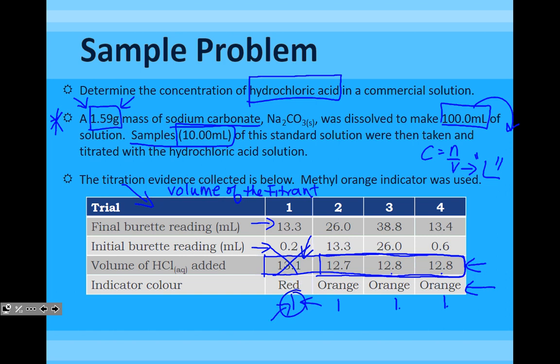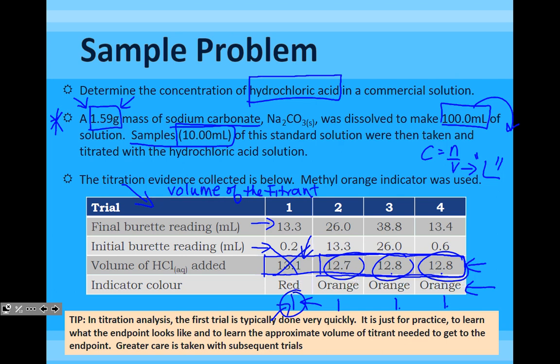Okay, so what do you do with these 3 kiddos, the 12.8, 12.8, and 12.7? We average them out. Do you guys remember how to average? 3 things, add the 3 things together, divide by 3. If there were 4, you would add the 4, divide them by 4. Make sense?